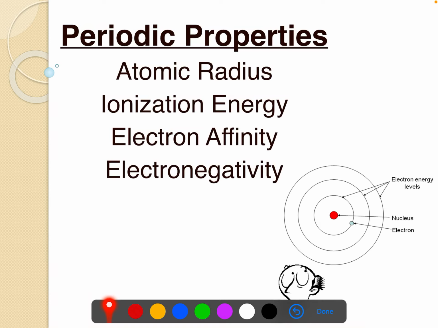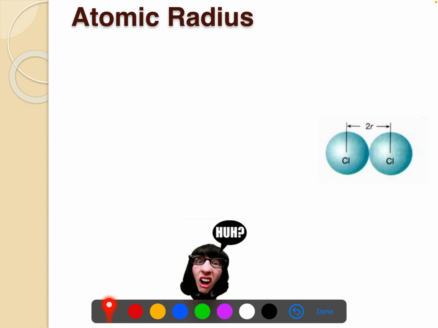Today we're going to talk about periodic properties: atomic radius, ionization energy, a little bit about electron affinity and electronegativity. There are more, but these are the ones we're going to focus on.